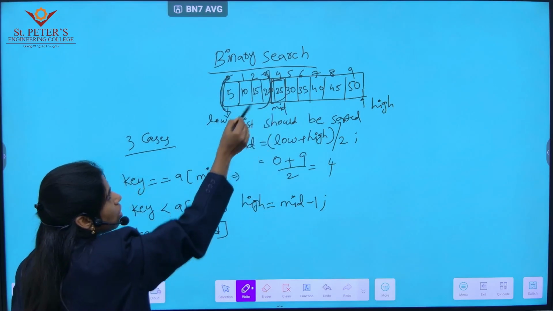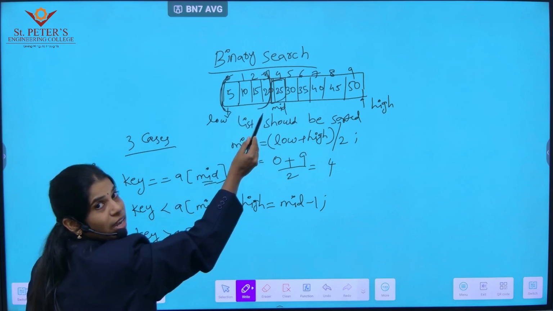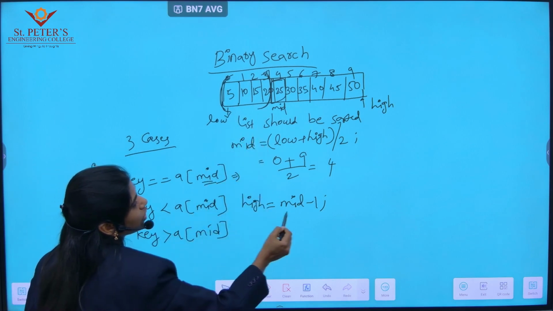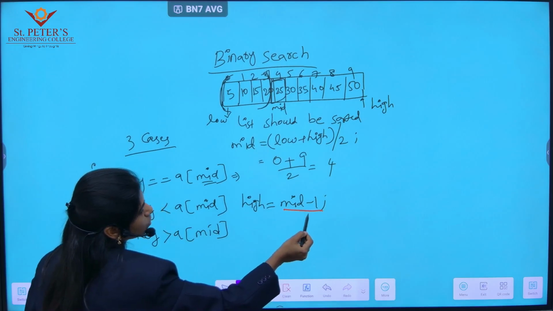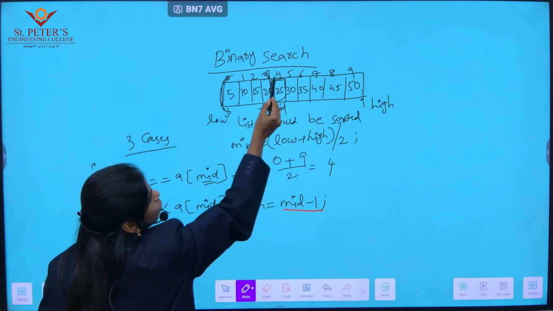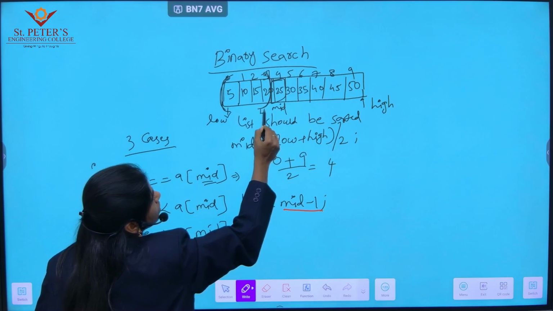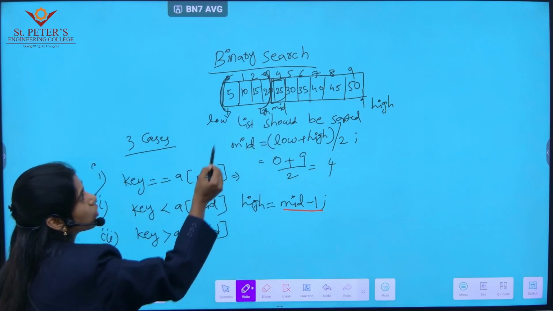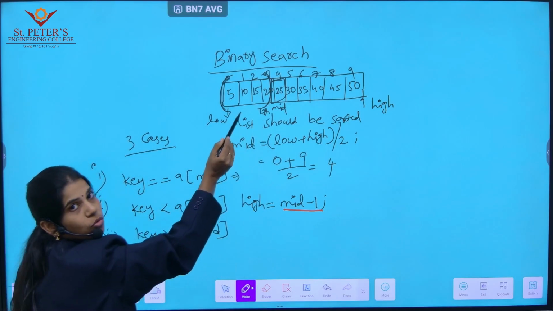In this left half we have a low value, but we don't have any high value. So that's why we are resetting the high value by using this formula, that is mid minus 1. Mid minus 1 means 4 minus 1, which is 3. So here it is our high value, which means we are going to perform the searching operation in this left half only.